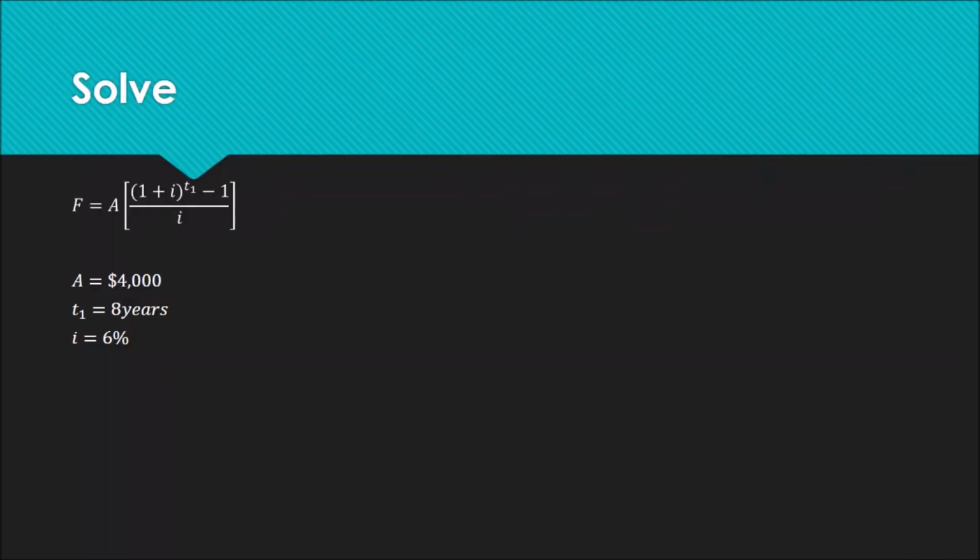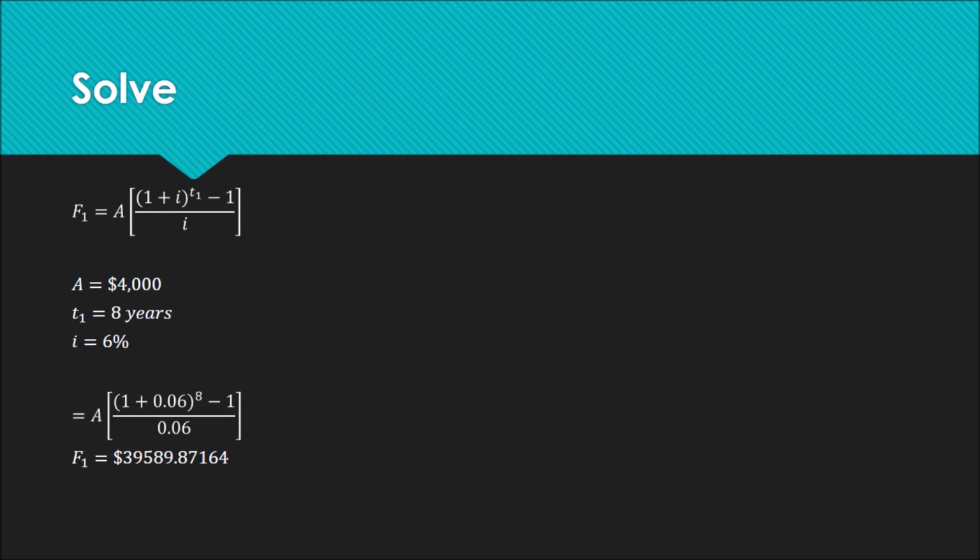So using that first equation, plugging in for A and time and interest, it's pretty straightforward. Just plug and chug into the equation and you get our first value for F. Keep in mind that that first F is going to be our P for this second equation. So again, you're going to plug in that new value for P and then the time and the interest rate.